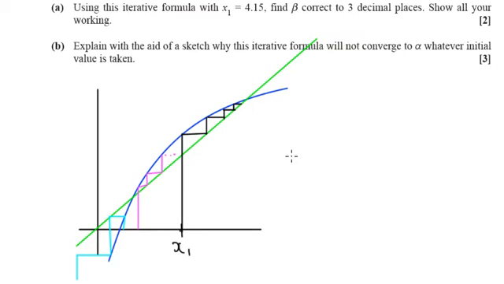So no matter what value you start with, you're never going to hit alpha, and it's because the gradient of the curve at alpha is greater than 1. They've not asked why, but that's why.